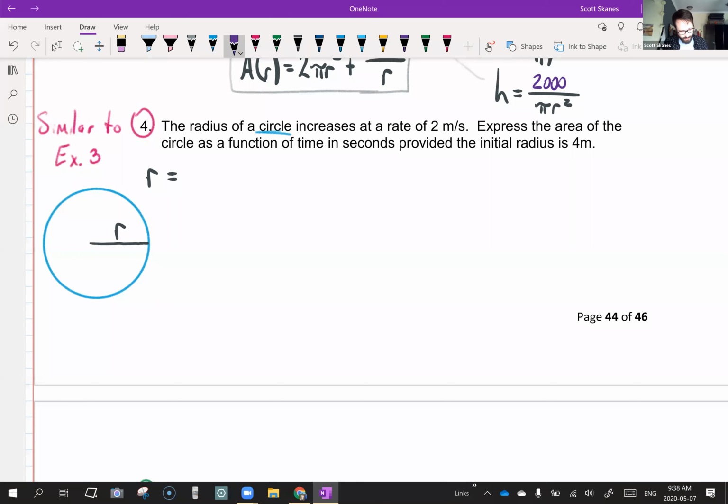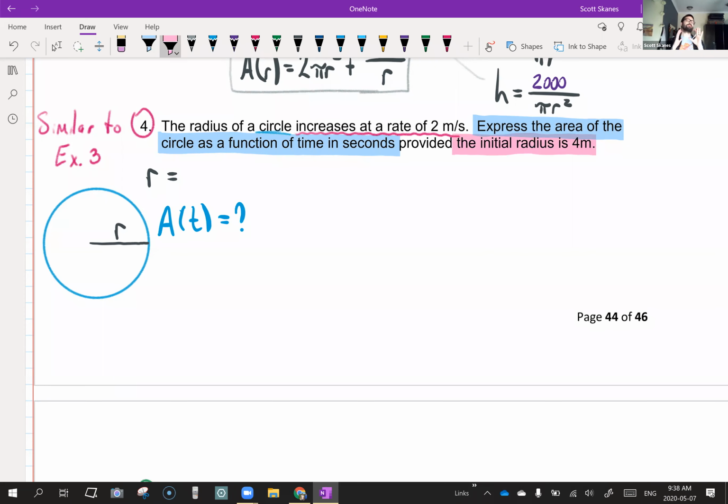So we have: increases at a rate of 2 meters per second. The radius gets bigger by 2 meters every second. Express the area of the circle as a function of time. Okay, that's one big idea. In the end, I'm going to need area as a function of time. That will be my primary formula that I have to put something else into, provided the initial radius is 4 meters. Oh, the initial radius is 4 meters.